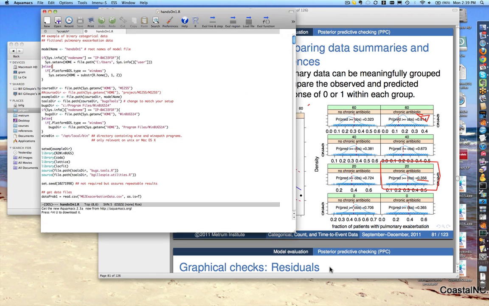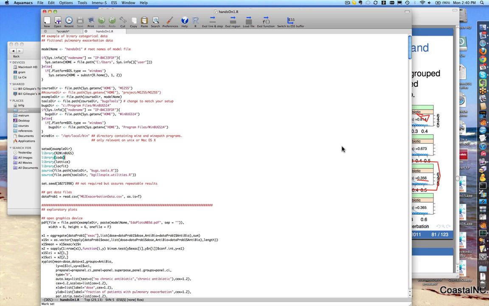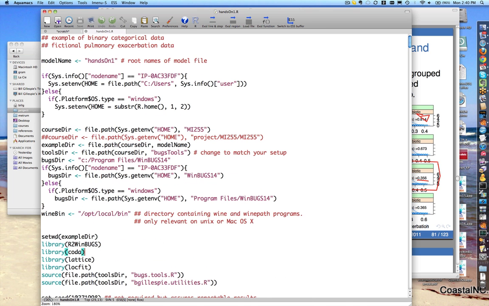Okay, let me make it bigger and make the fonts a bit bigger. Okay, hopefully that makes it reasonably visible. Let me know if you're having any trouble reading it. Okay, so the first part of the code is exactly what you saw before.